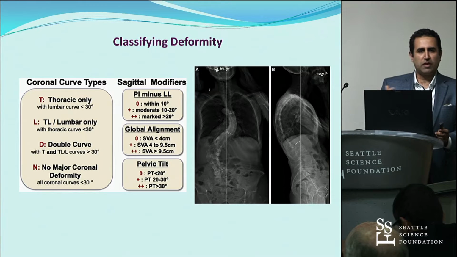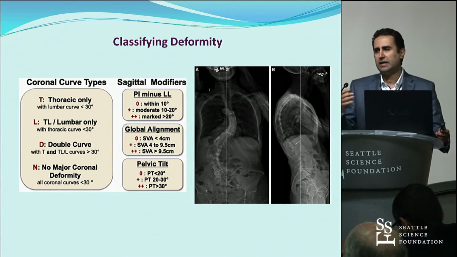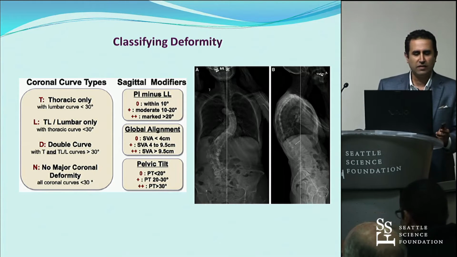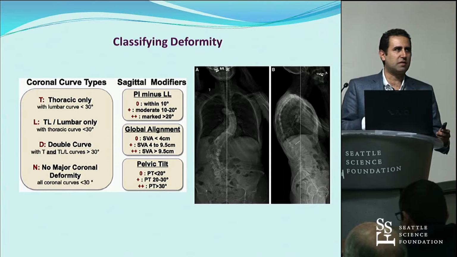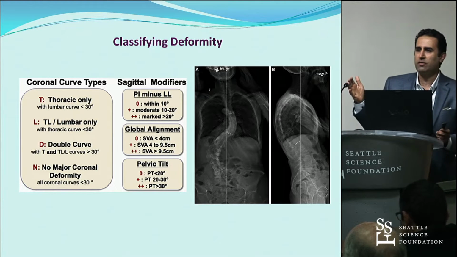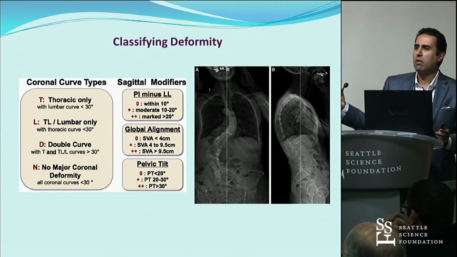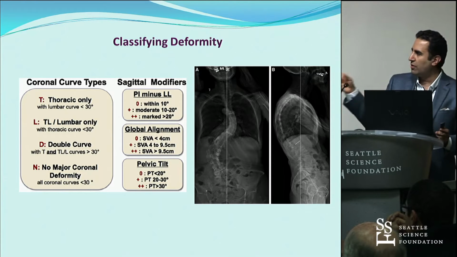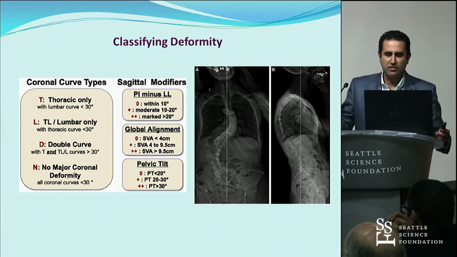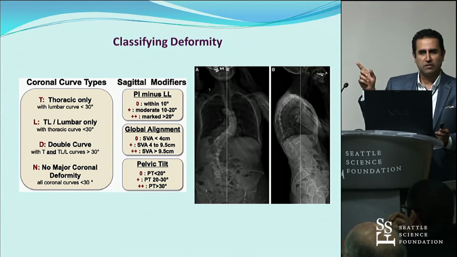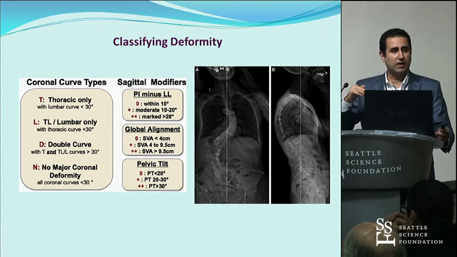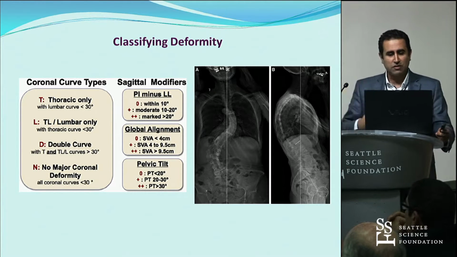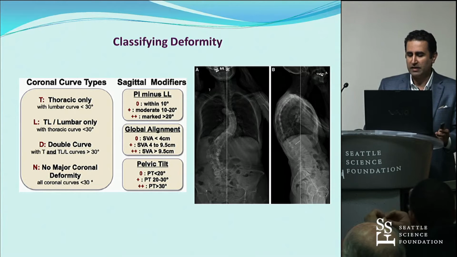Both in terms of demographics and then leading on to classification systems, deformity has been examined very extensively. The Schwab classification system looks at the coronal type curves and then has various sagittal modifiers that are impactful on the way we treat these patients. And you'll notice that the modifiers are centered around these spinopelvic parameters, namely the pelvic incidence, its relationship to the lumbar lordosis, the sagittal vertical axis, and the pelvic tilt.